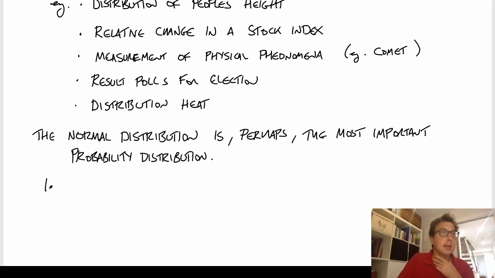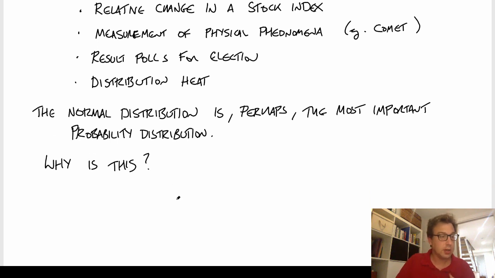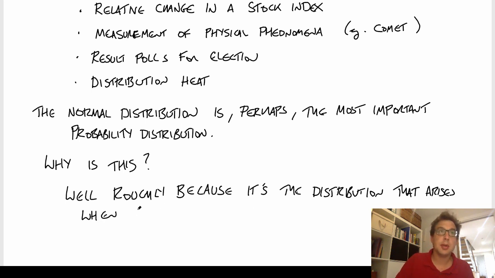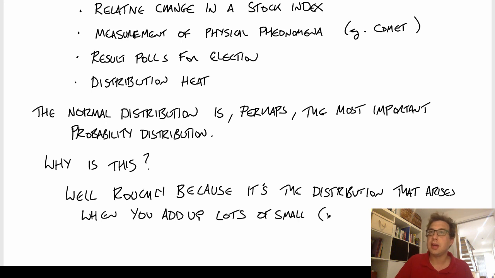Okay, so why is this? So why does it occur in so many settings, and why do I think it's, and other people think it's, one of the most, if not the most important probability distributions? Well, roughly because it's the distribution that arises when you add up lots of small, and I'll put in brackets, independent errors.